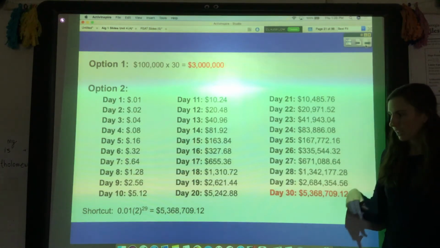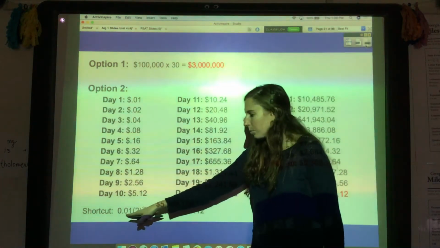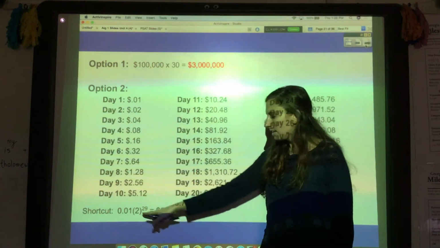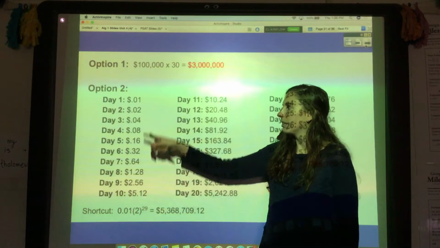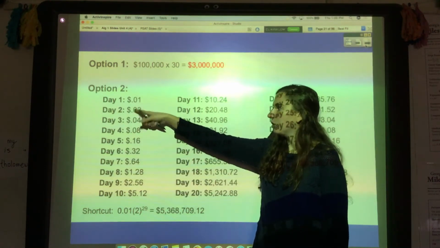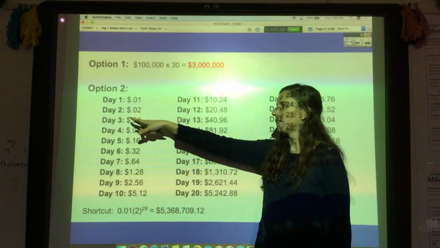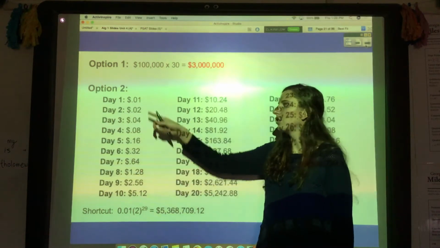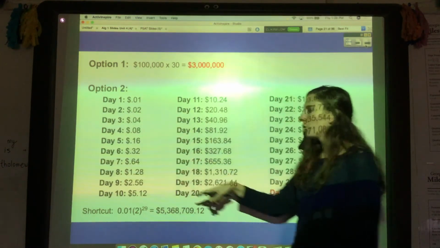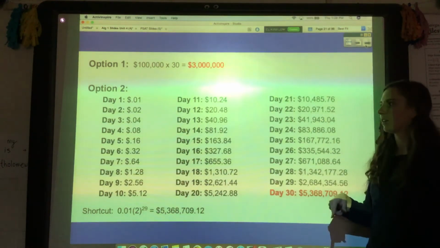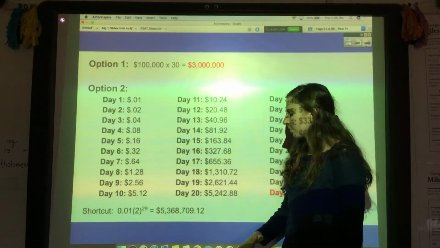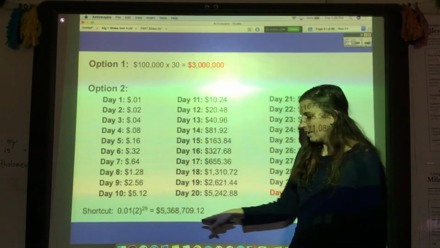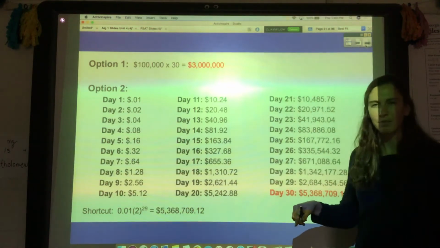A shortcut for this would be start with your penny, 0.01, and then do times 2 29 times, because from day 1 to day 2, you multiply by 2, and then times 2 again, and times 2 again. And so you've multiplied times 2 29 times to get to day 30, basically because we don't multiply day 1 by 2. And so there you have it. I'm going to give you $5 million.